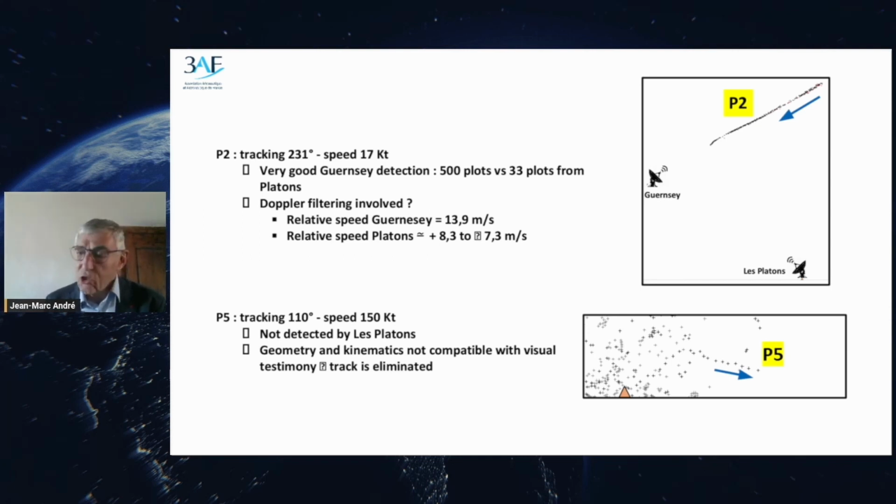As the Doppler process threshold is 4 meters per second, Les Platons eliminates a lot of plots. That's an explanation.